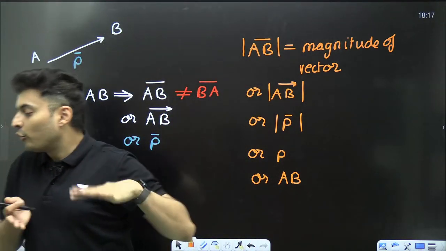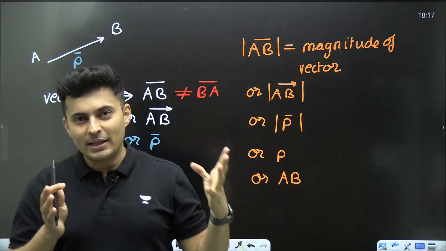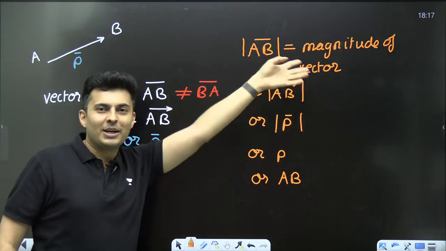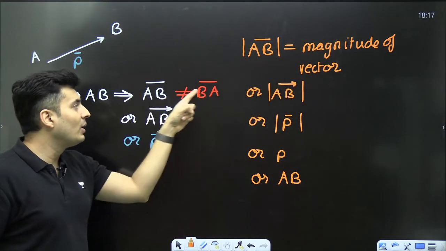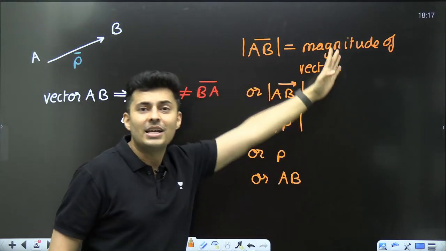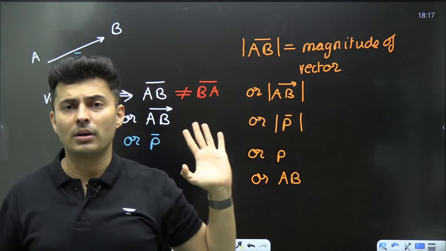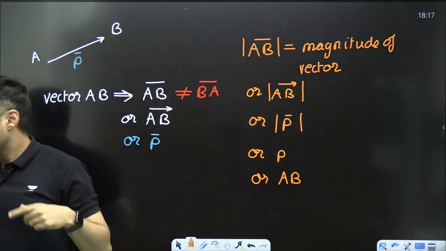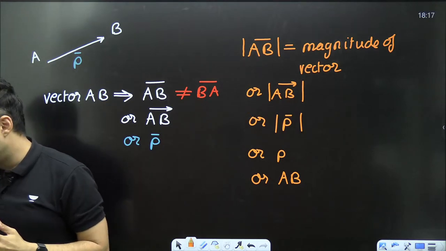Is that clear? With the bar, without the bar, what is the difference? With the bar but with modulus, again it will become magnitude. If there is only the bar, it will become a vector. Bar with modulus or no bar, then it will become magnitude. Clear? Understood, everyone? Very good. Yes, we'll be doing questions also, Sharmila.